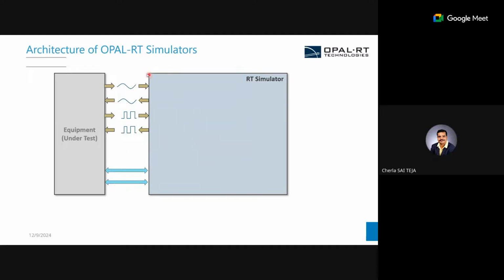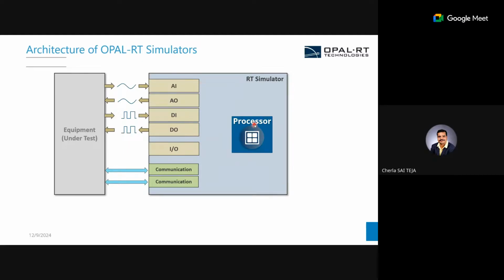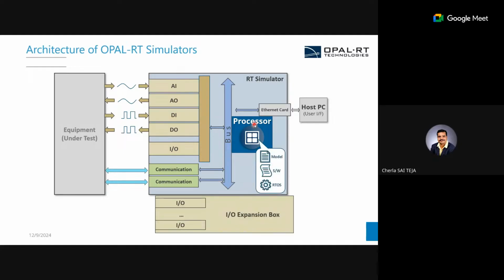So now I will explain about the architecture of the simulators. This architecture is generic for all the platforms. We'll be having a DUT, and here on this RT simulator we'll be running a plant. As you see, every simulator will be having two processors. One is CPU and one more is FPGA.